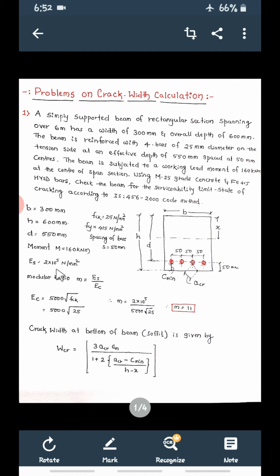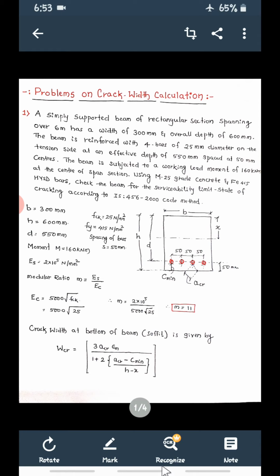Okay, and we know that Young's modulus of steel is 2 into 10 raised to 5 Newton per mm square. This is fixed. Then first calculate modular ratio, small m. What is modular ratio? It is Young's modulus of steel divided by Young's modulus of concrete. So this is Young's modulus of steel. Then what is Ec? Young's modulus of concrete is equal to 5000 into root fck. Already we have seen this. So 5000 root 25 will give Ec. So Es divided by this Ec will give m. So m is equal to 2 into 10 raised to 5 divided by this, will give modular ratio small m is equal to 11. Okay.